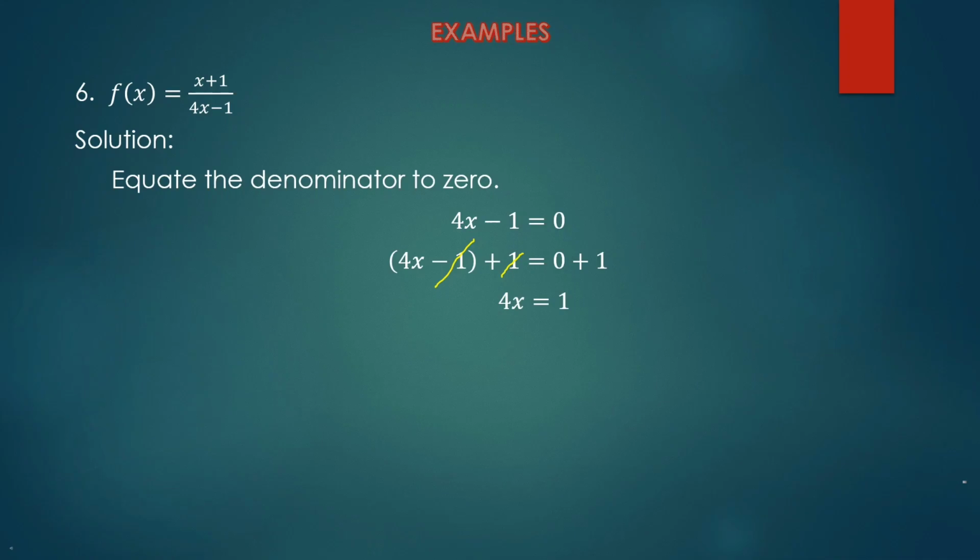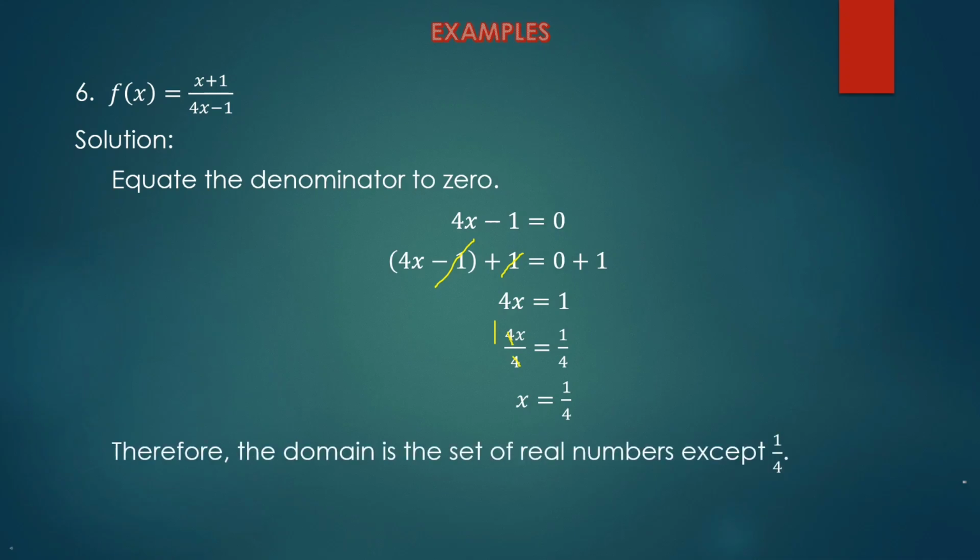4x divided by 4 is 1x, or just x. Then 1 divided by 4, we have 1/4. So our answer is x equals 1/4. Therefore, the domain is the set of real numbers except 1/4. Or in symbols, x is any element of real numbers such that x is not equal to 1/4.